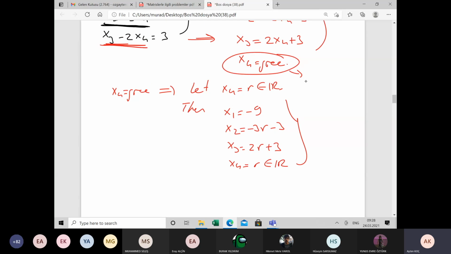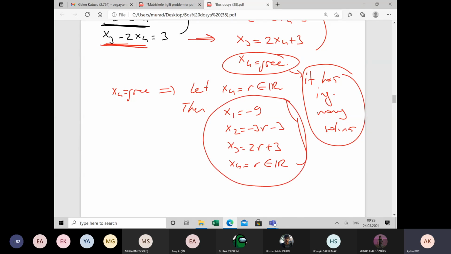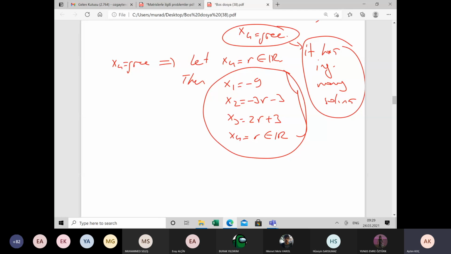If we have a free variable, we get infinitely many solutions. So our system has infinitely many solutions. It's okay. And the question: is every tuple a solution or not? No, because of the type of the solution. Write the solution set.